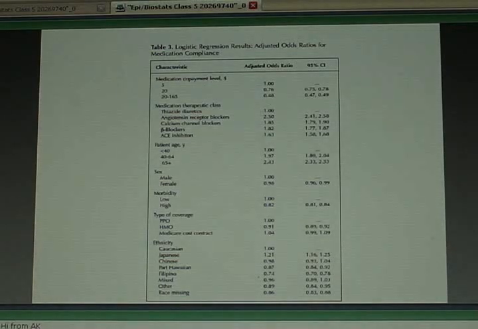Oh, the confidence interval is 0.048. It's going from 0.047 to 0.049. Let's look at another one.